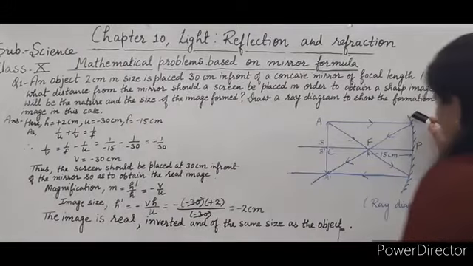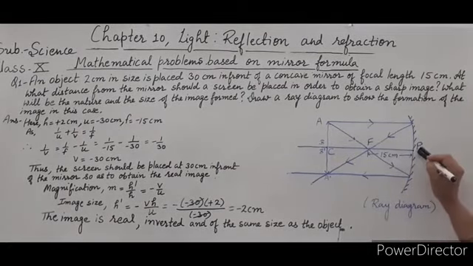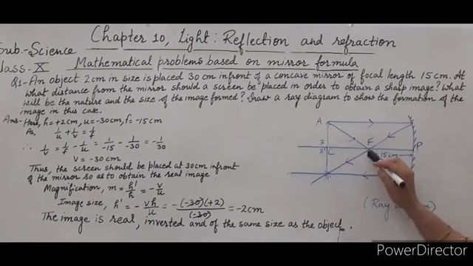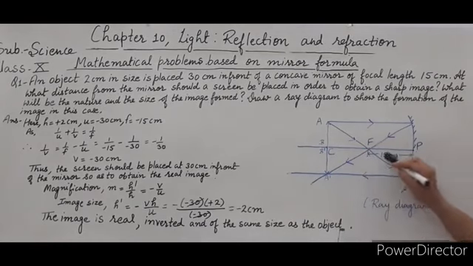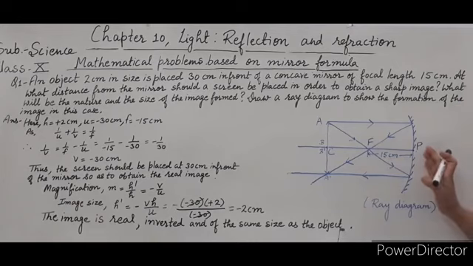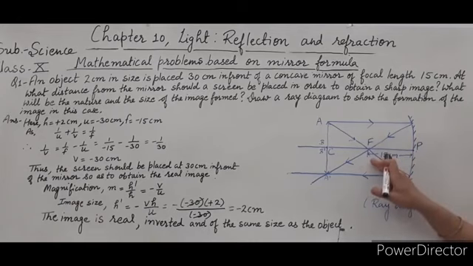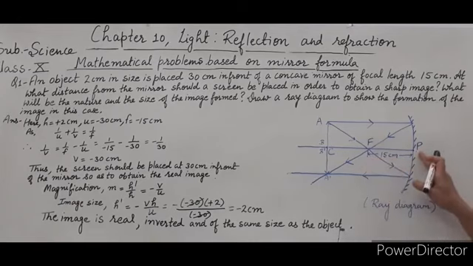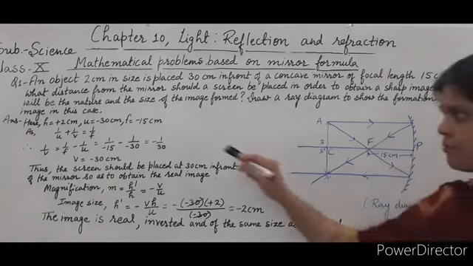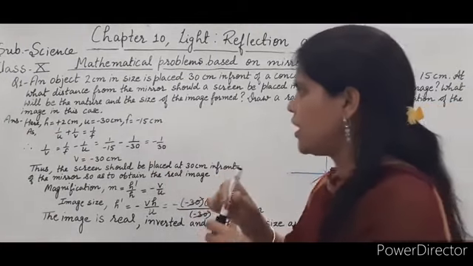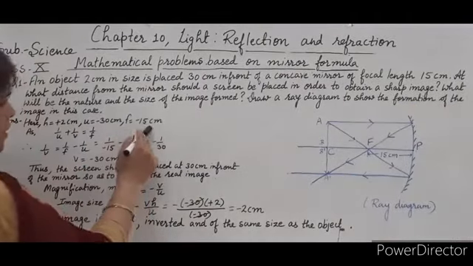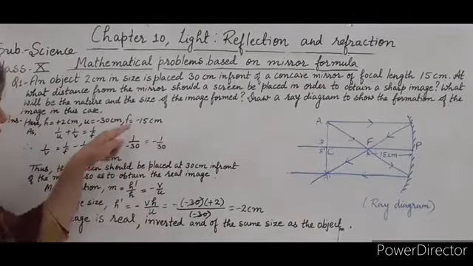So this is the concave mirror. This is P, F and C. The focal length, that is the distance between P and F, is 15 cm. The focal length is taken as negative, because it is on the left of the pole of the mirror. So f is equal to minus 15 cm in this case.